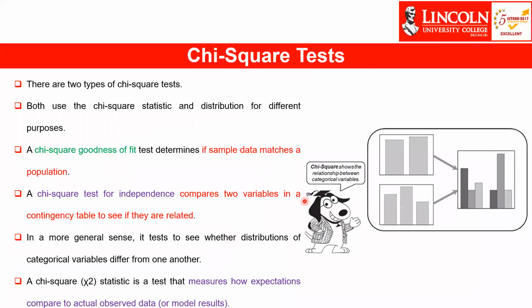There are two types of chi-square tests. Both use the chi-square statistic and distribution for different purposes. We have a chi-square goodness-of-fit test that determines if sample data matches a population. We also have a chi-square test for independence, which compares two variables to see if they are related.